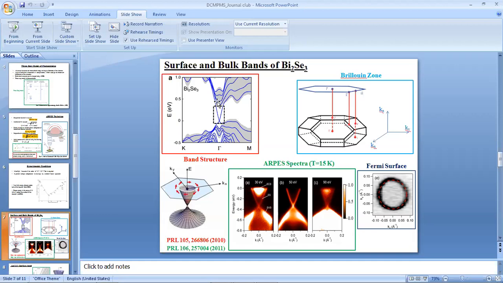So basically at the surface there is no band gap, but in the bulk there is a band gap. So it's a topological insulator. That can also be seen from the experiment. This is the bulk band, and these bands are also bulk. So there is a band gap in the bulk, but at the surface there is no band gap.